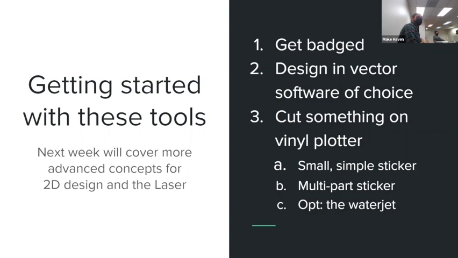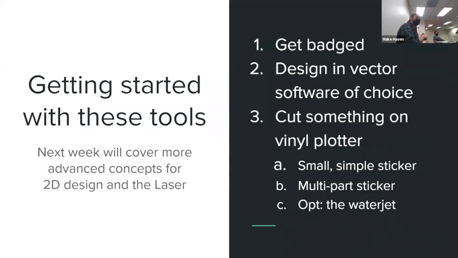But it's good to get in on these two or three machines to get your experience. Get thinking about how you do 2D cuts and how you make things happen. But the goal would be to get badged on one of the three machines: vinyl, laser, or water jet.